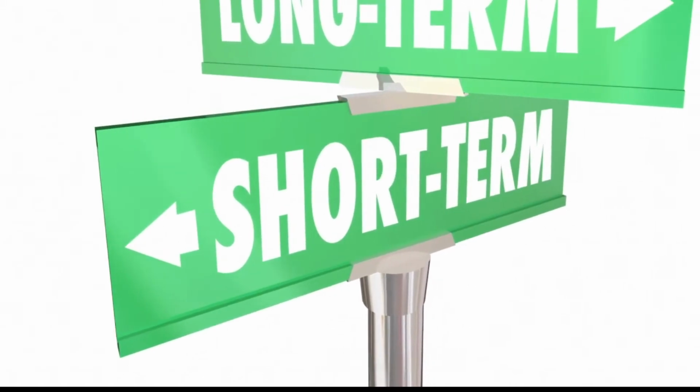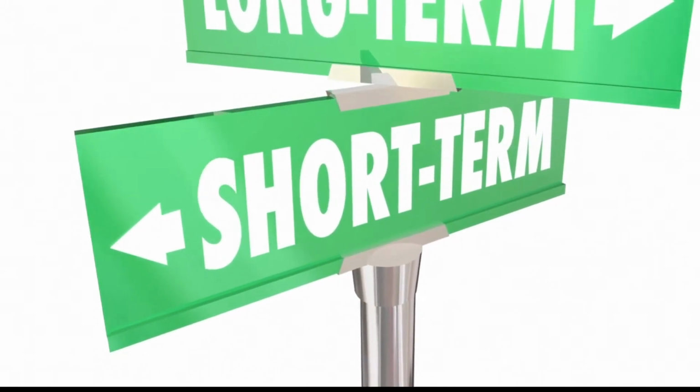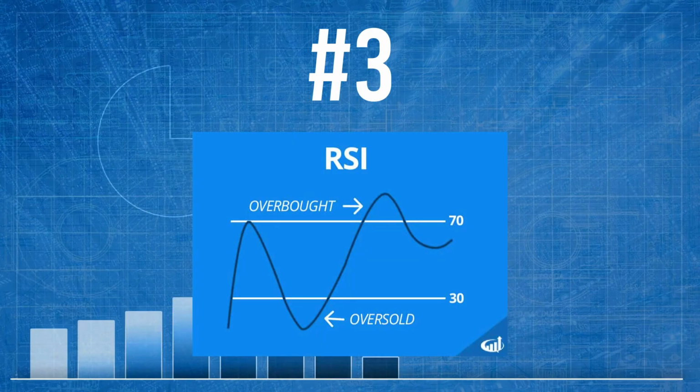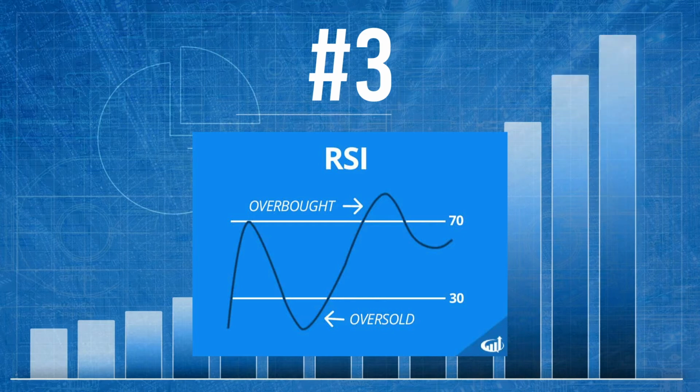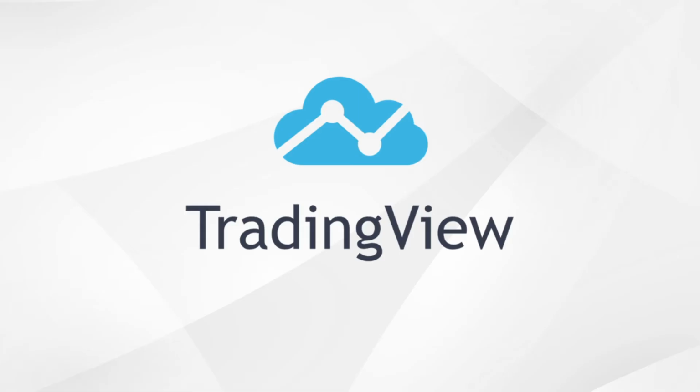Now, let's look at some short-term price prediction charts. The third chart is the RSI, or the Relative Strength Index. This is a free tool that can be found on most free trading platforms. The one I'm using today is on tradingview.com.